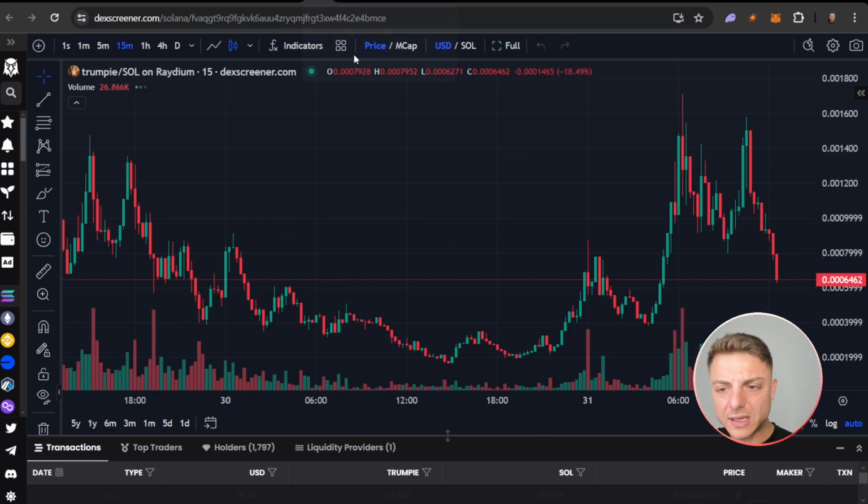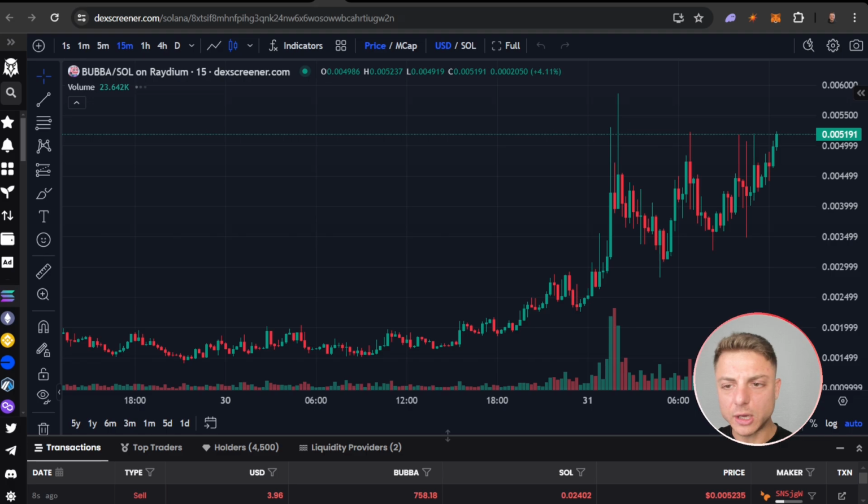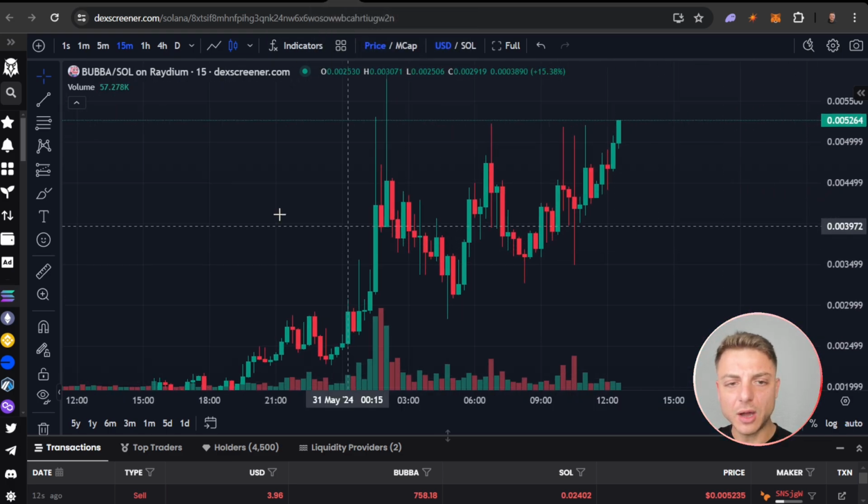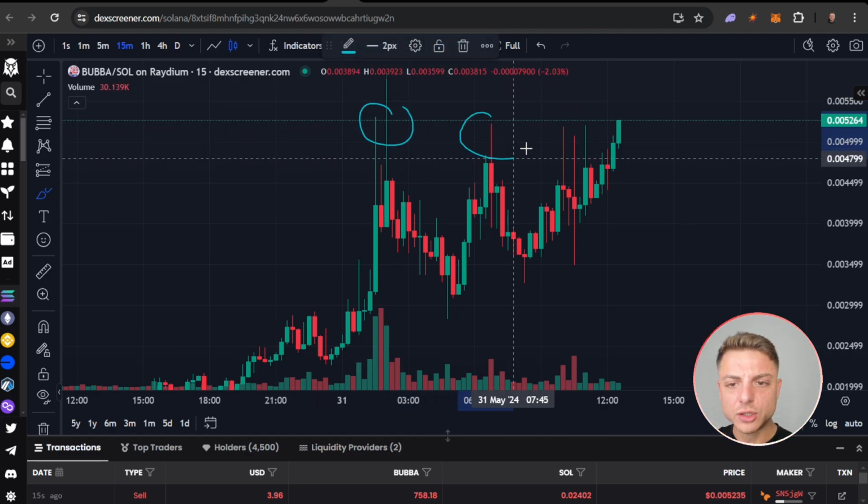Not a coin I want to be trading. Keep moving through. We can do this really quickly. You can see I can go through so many coins. Okay, this would be the type of coin that I really, really like. You can see we've got 1, 2, 3.